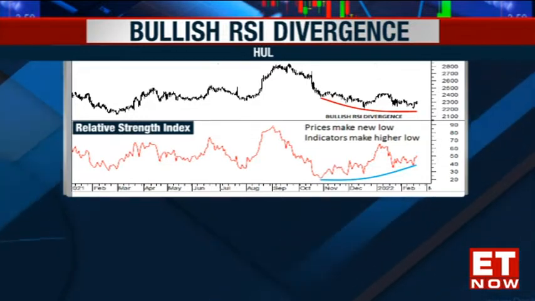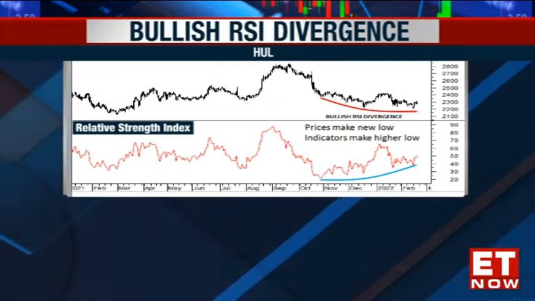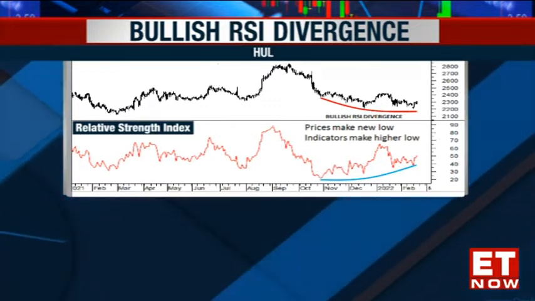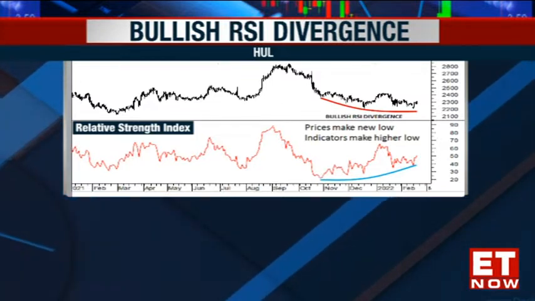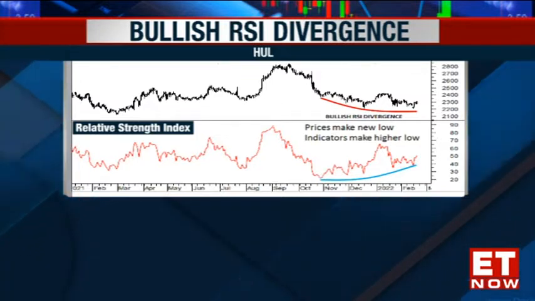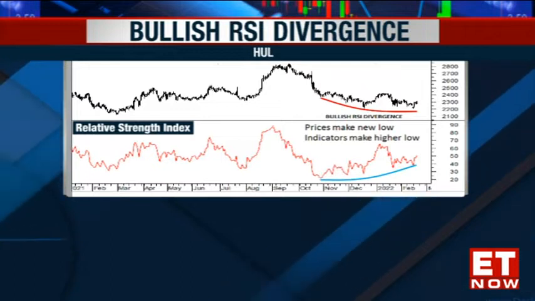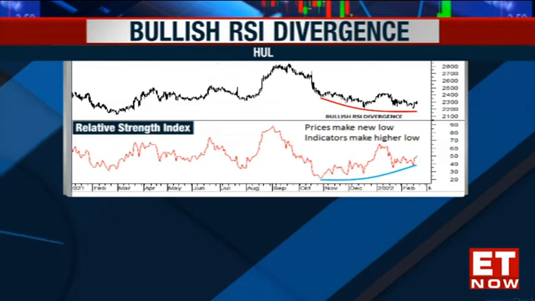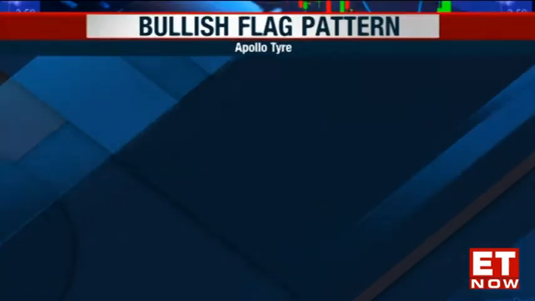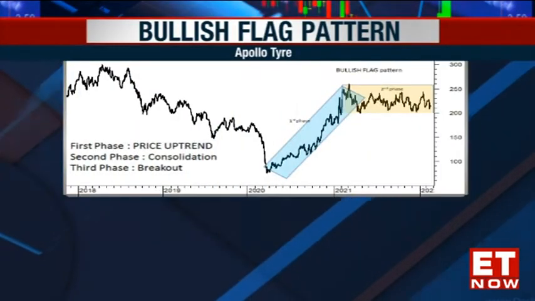So in this case it's HUL, where the stock over the last 3 months from November is making a pattern of lower highs and lower lows in terms of prices, but higher lows in terms of the RSI, a bullish RSI divergence. Now the second pattern is also very intriguing, and it's something which I tend to like quite a lot. It's a bullish flag pattern. Apollo Tyres, for example, is a classic case over here.